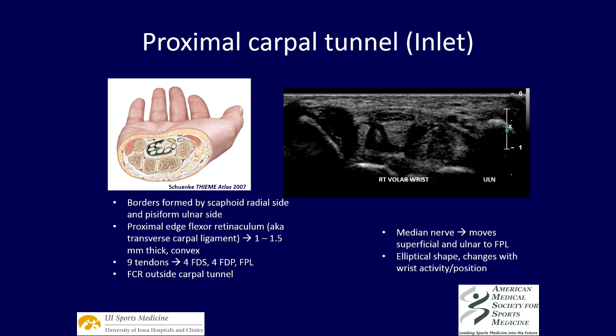Moving on to the carpal tunnel. The proximal carpal tunnel is bordered by the scaphoid on the radial side and pisiform on the ulnar side, with the flexor retinaculum extending over the top. The retinaculum typically is relatively thin at 1 to 1.5 millimeters and has a convex appearance as it extends over top of the carpal tunnel.